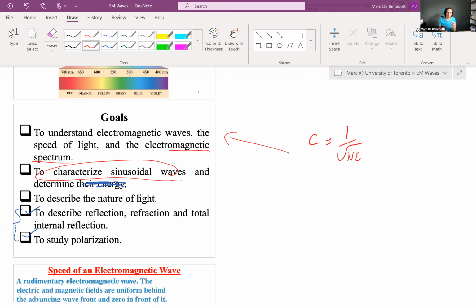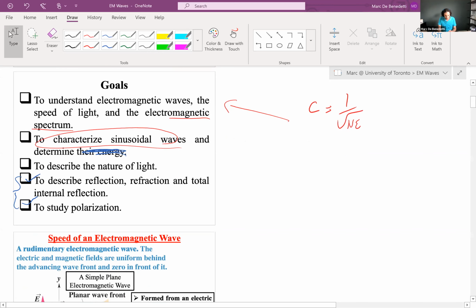We looked at the right-hand rule to predict the direction of propagation as a function of the direction of E and B. And we explained reflection and refraction and polarization in the previous chapter. So if you look at the goals for this chapter, we have pretty much hit all of the goals in this chapter.